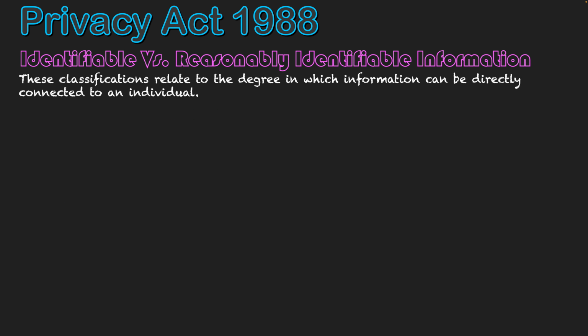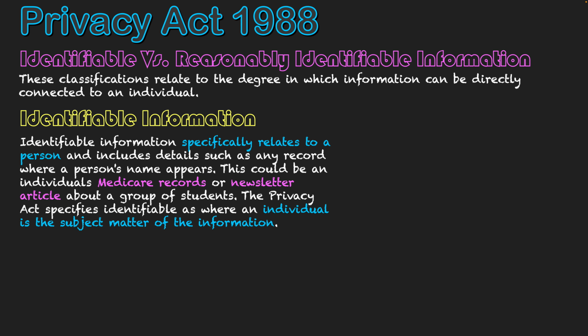The next area we're going to talk about is identifiable versus reasonably identifiable information. It relates to the degree to which information can be directly connected to an individual. Firstly, we have identifiable information, which specifically relates to a person and includes details in the records such as the person's name. So the actual record is about them. It could have things such as their Medicare records, or could be talking about them in a specific newsletter. It could have their financial or banking details. It is specifically about that person.